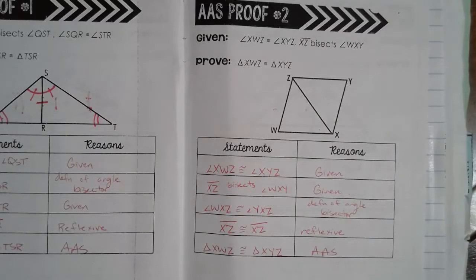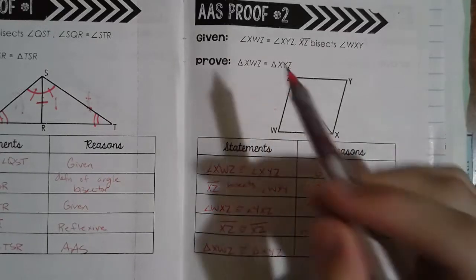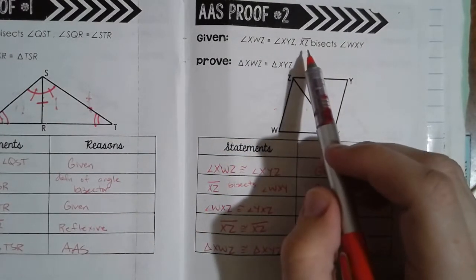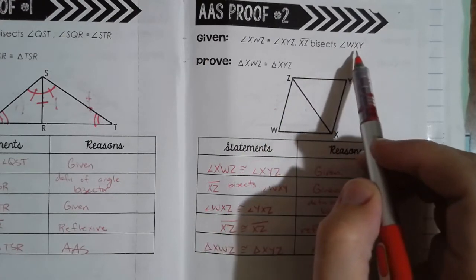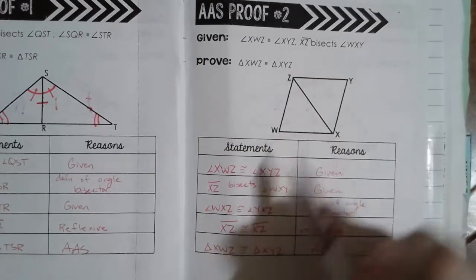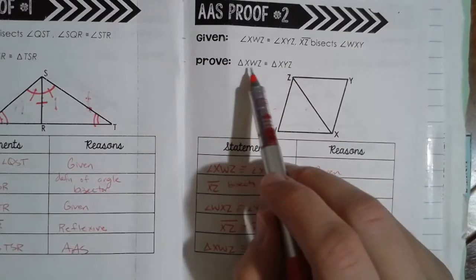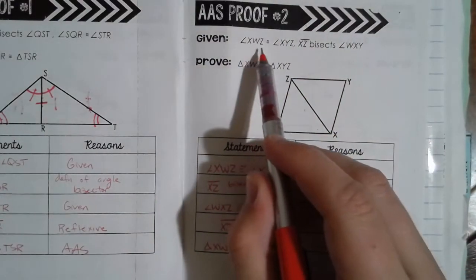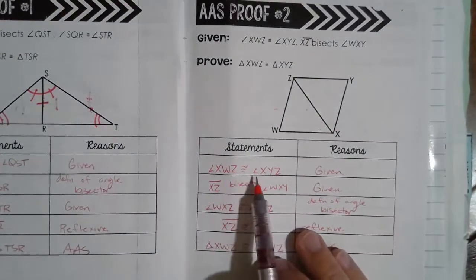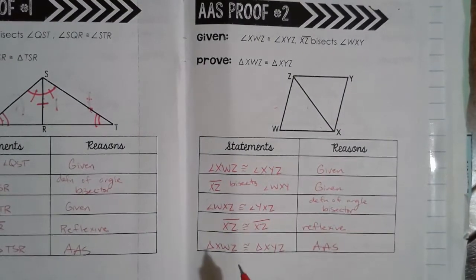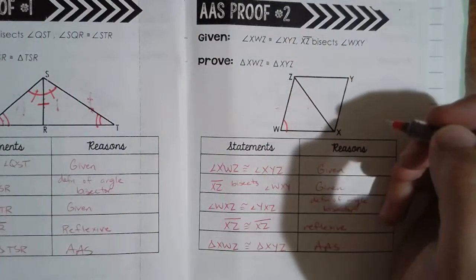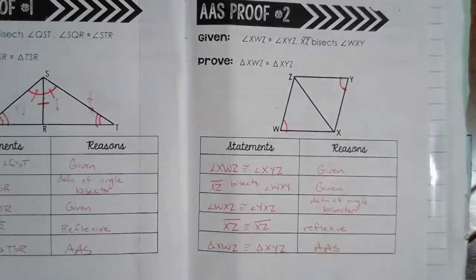All right, page 8, angle, angle, side, proof number 2. We're given that angle XWZ is congruent to angle XYZ, and segment XZ bisects angle WXY. Using these two given statements and our picture, we need to prove that triangle XWZ is congruent to triangle XYZ. So first given statement is XWZ is congruent to XYZ. So we'll label that as our first statement, put given as our reason, and we'll mark it on our picture. So angle XWZ here and XYZ up here.